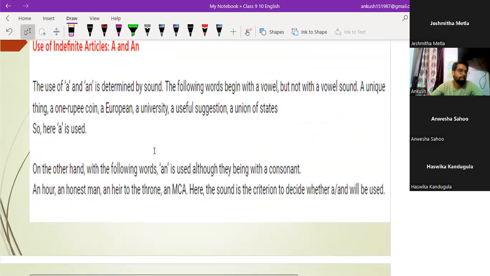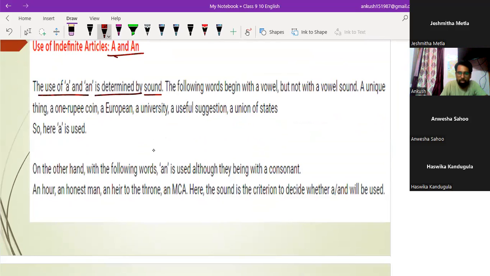Use of indefinite article, that is a or an. The use of a or an is determined by sound. For example, suppose the noun starts with a vowel but not with a vowel sound, like a unique thing, a 1 rupee coin, a European, a university, a useful suggestion, a union of states. So here a is used.